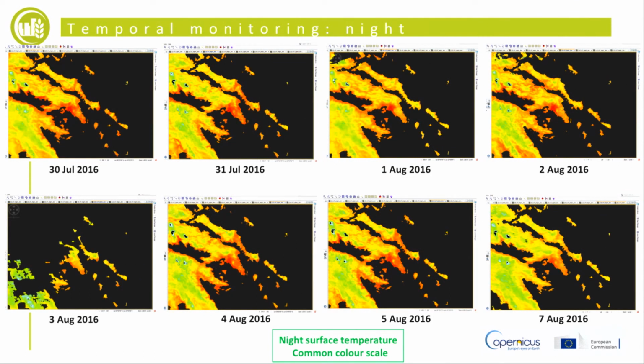Here, the land surface temperature of the Greater Athens from MODIS Level 3 data from the 30th of July to the 7th of August is shown, same year, taken more or less at the same night time. It can be seen how, with varying intensity, the surface urban heat island effect is present in the Athens center.